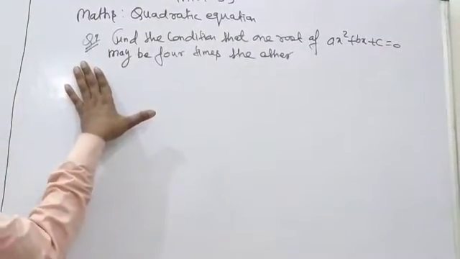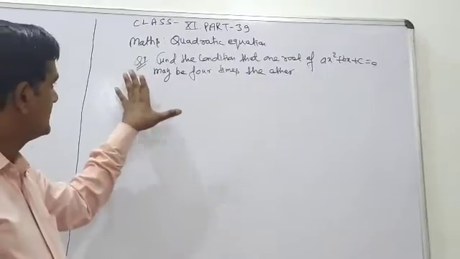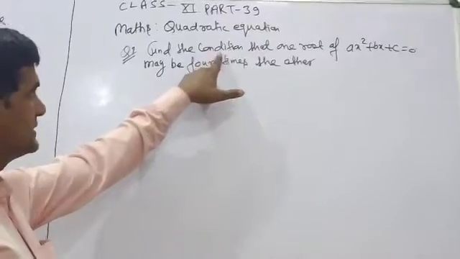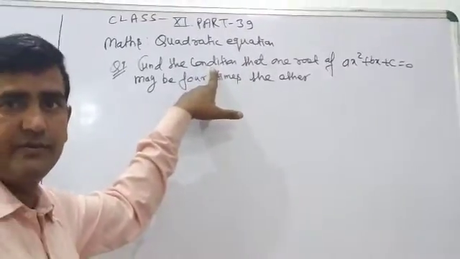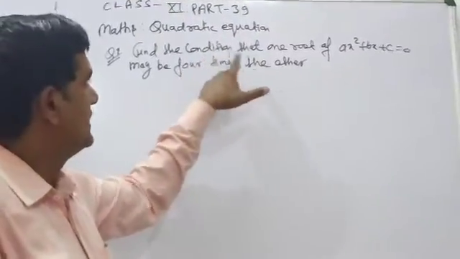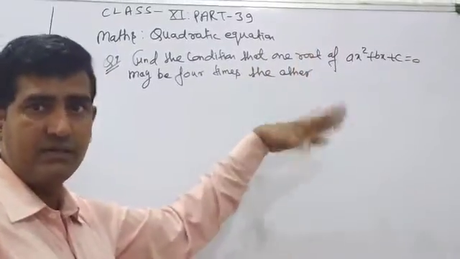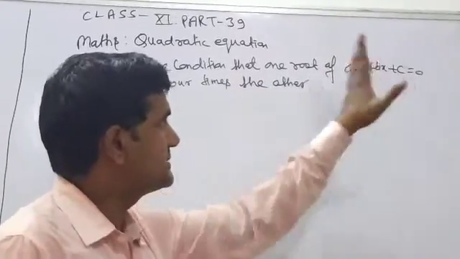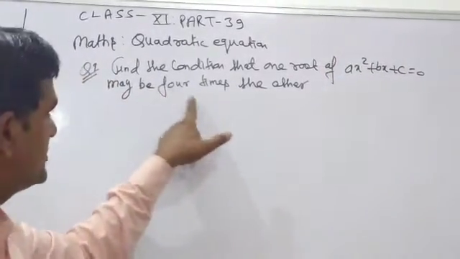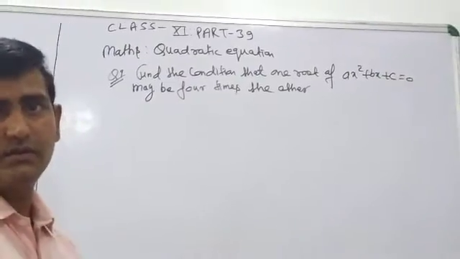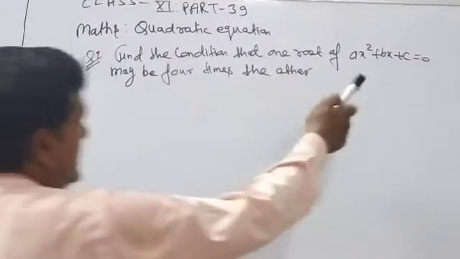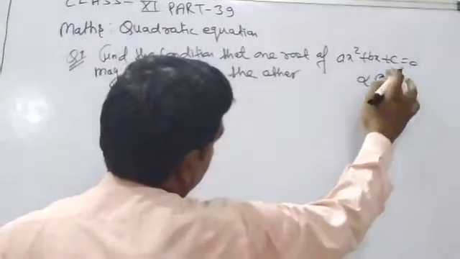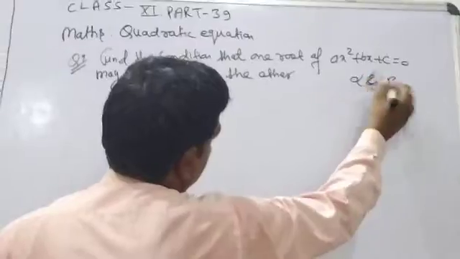Now see the example. This example is based on the condition of roots. Find the condition, which means we have to find the relation between a, b, c, whatever is possible, such that one root of ax square plus bx plus c equal to 0 may be 4 times the other root. Any doubt? Good. Now this equation has two roots, alpha and beta. Understood?